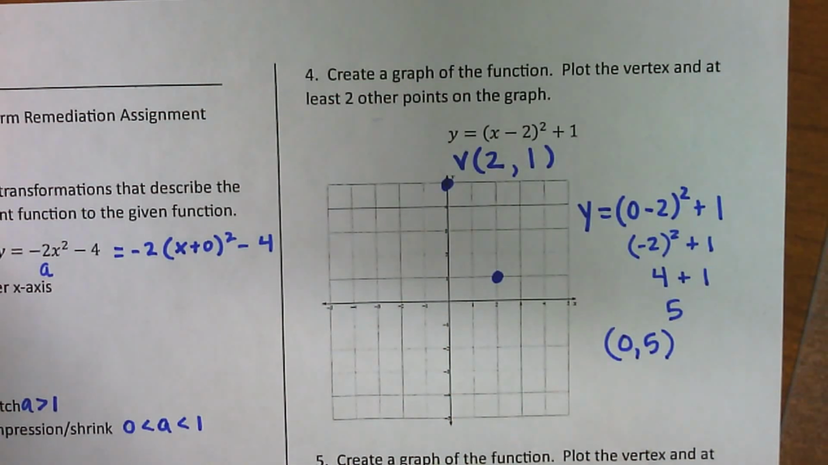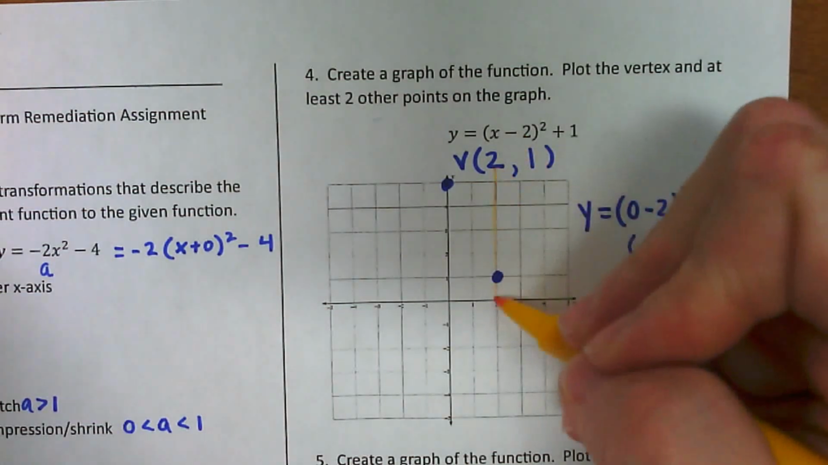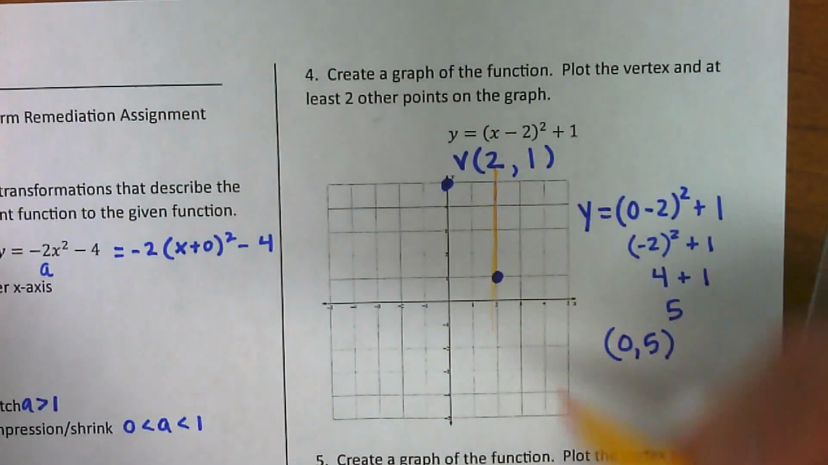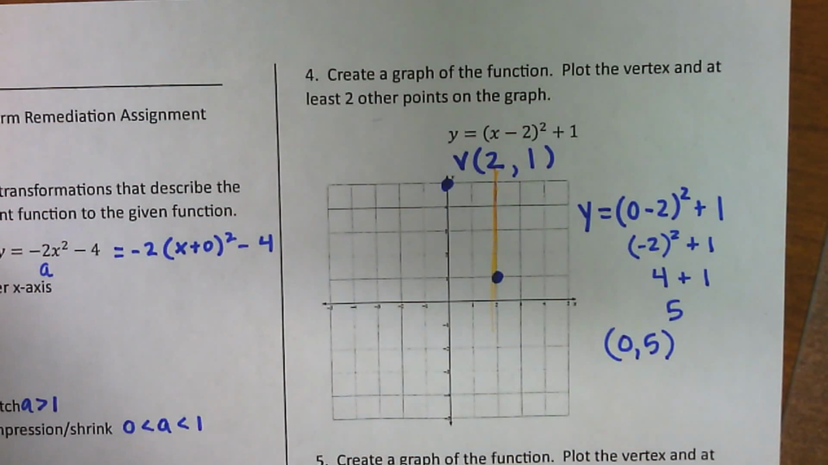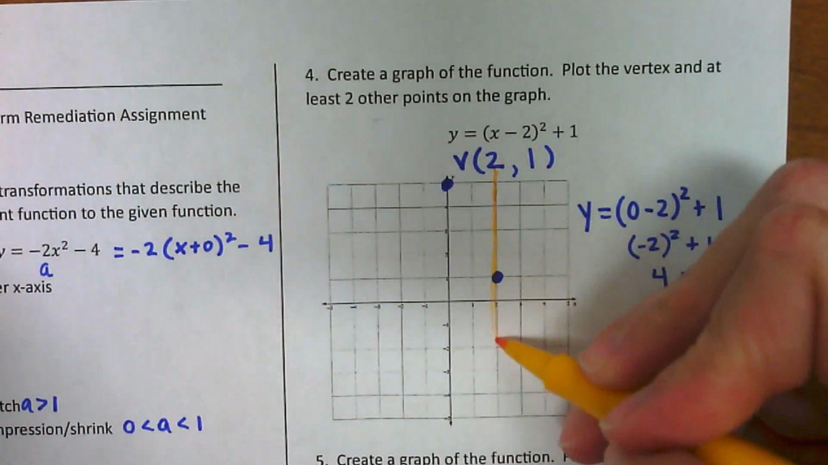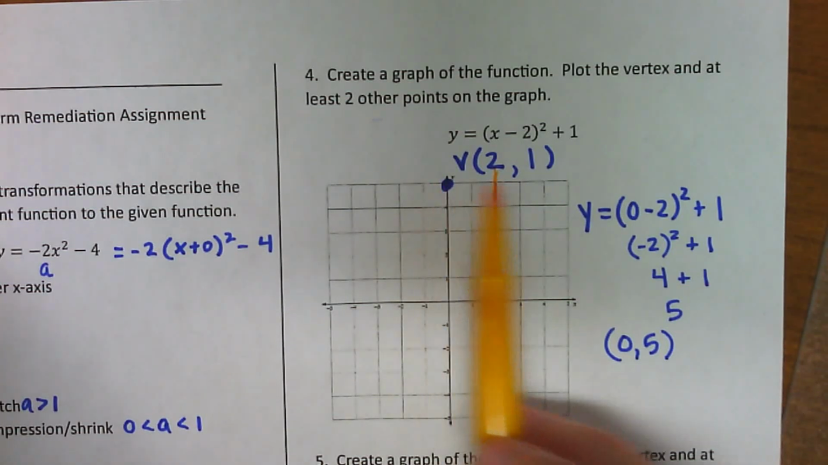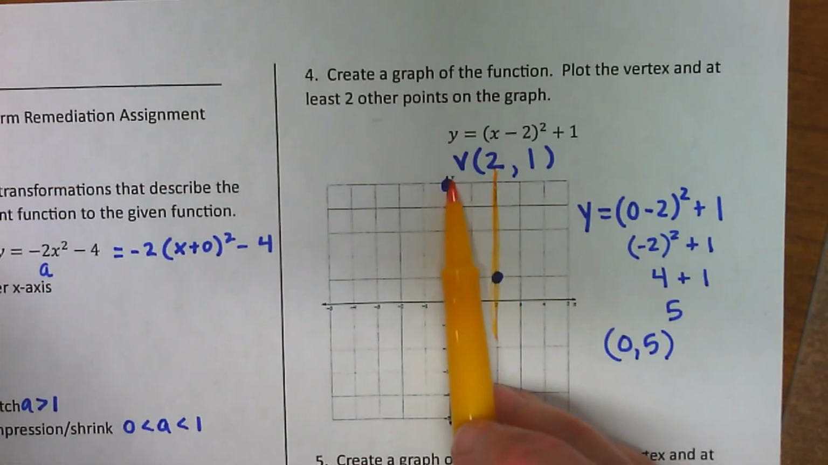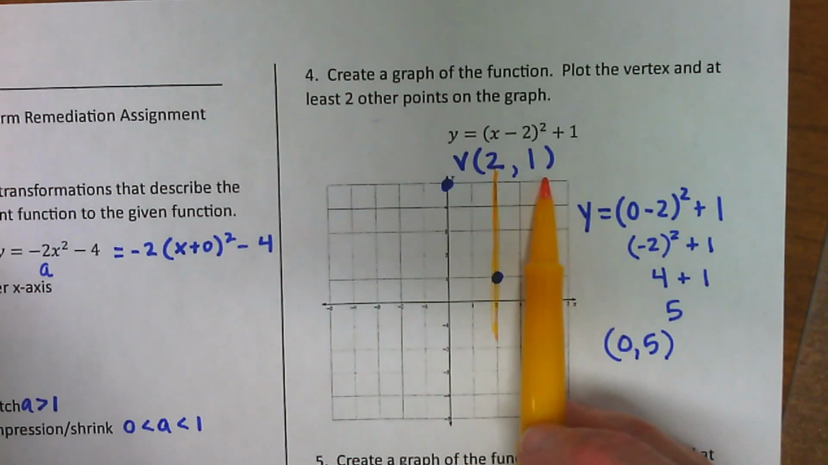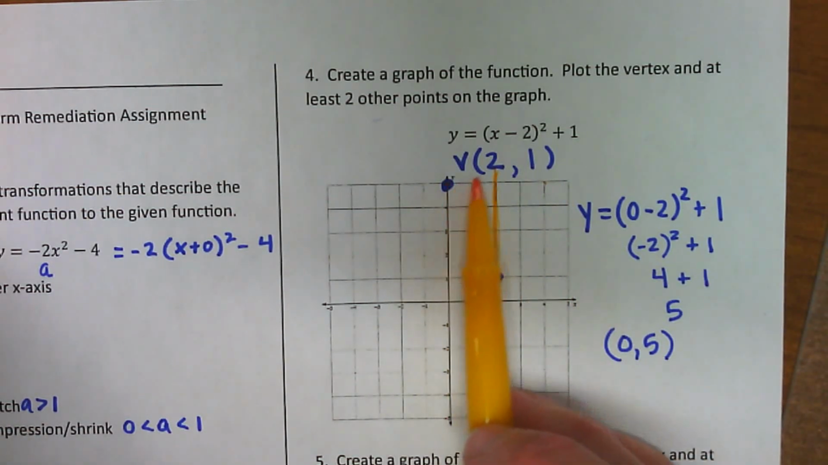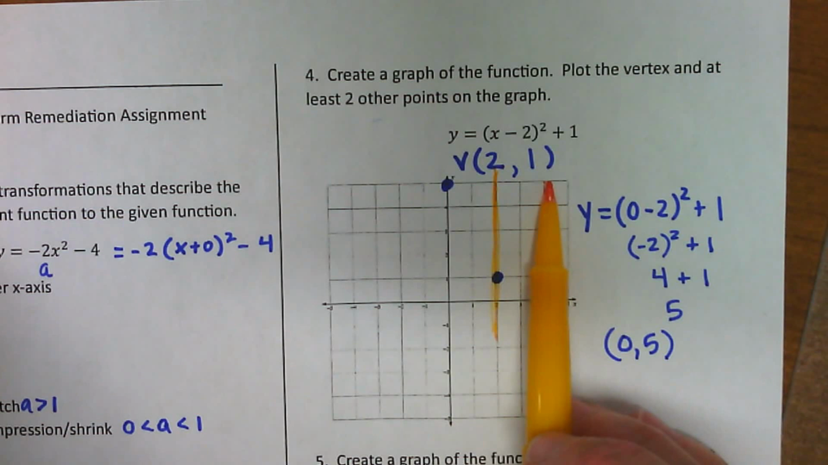We talked about how there's an imaginary line that cuts our graph in half. That's the axis of symmetry. It goes through the vertex and cuts it in half. Everything is a reflection from the left side to the right side, so it's going to look exactly the same on the left side as it does on the right side.